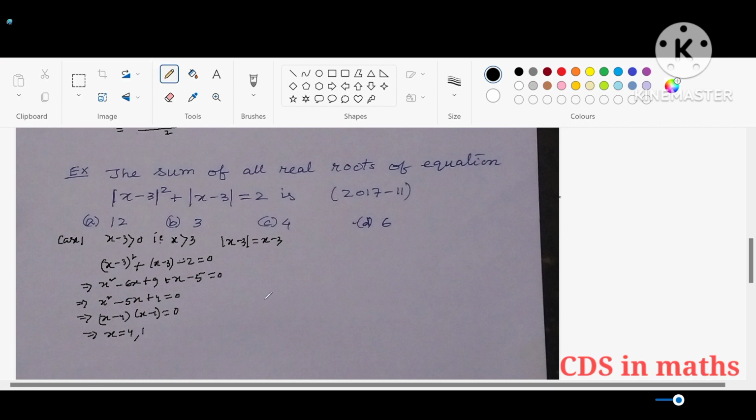Now the interesting thing here is, boys, you have to be very careful. In case 1 I have considered x minus 3 greater than 0, that means x greater than 3. So from here two values of x will come, one is 4, another is 1. 1 is not greater than 3, so x equal to 4 only we have to accept here. Let's go to case 2.